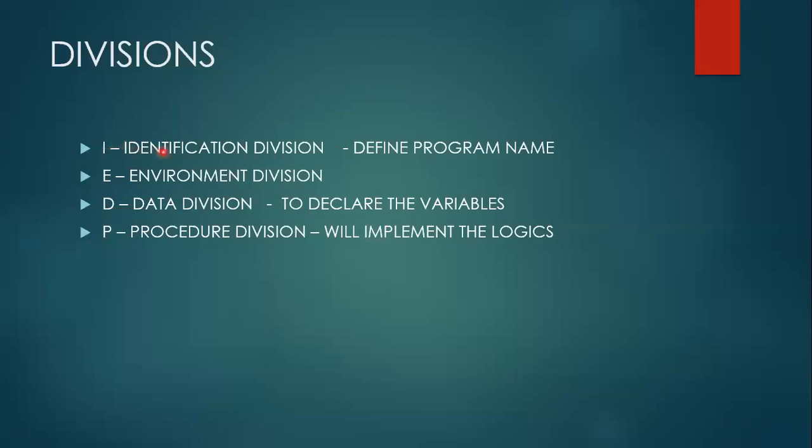the divisions: identification division. You have to remember it like this: IEDP. I means identification division, E means environment division, D means data division, and P means procedure division. These 4 divisions will be included in a COBOL program. But in order to write any COBOL program, the identification division with PROGRAM-ID is mandatory. The other 3 are optional, and based on requirements we use those 3 divisions.